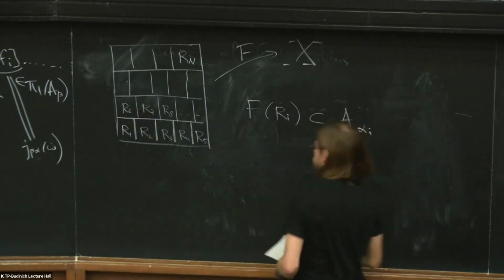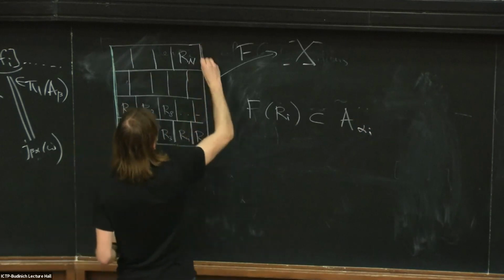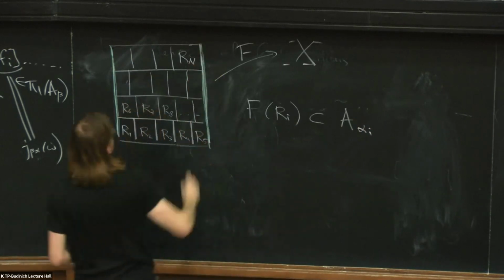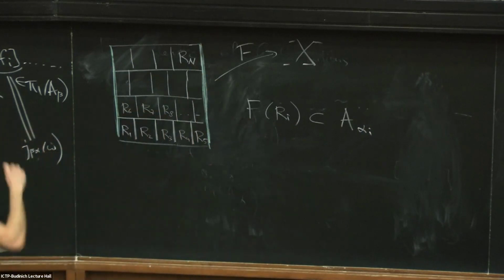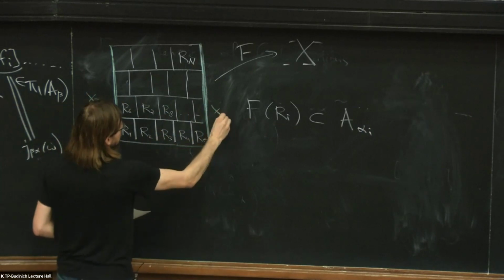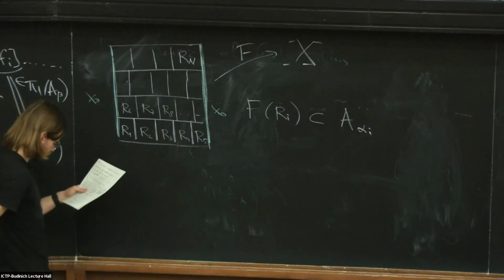Again, as a reminder, all these two boundary vertical edges, the image is just a single point x0.